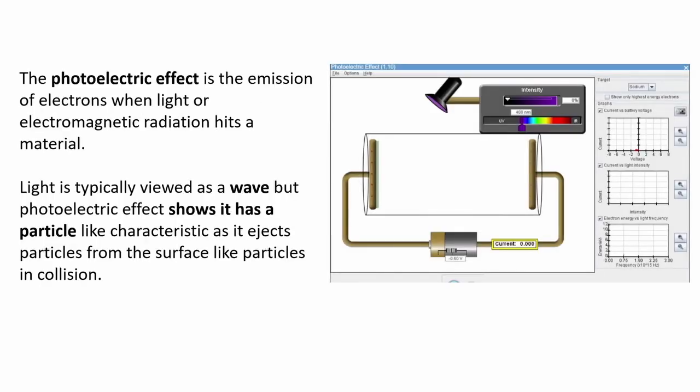Photoelectric effect is the emission of electrons when light or electromagnetic radiation hits a material. We typically view light as waves, but the photoelectric effect shows the particle-like behavior of light.